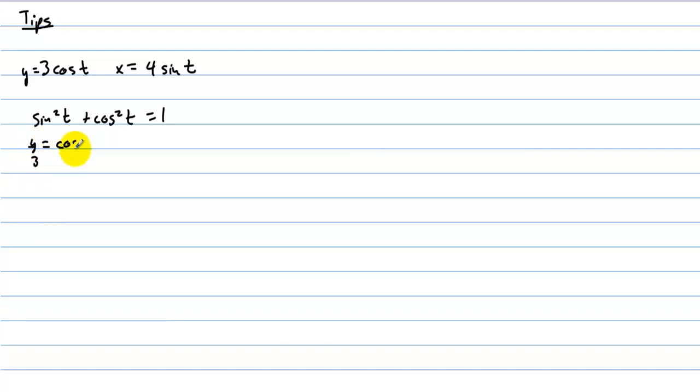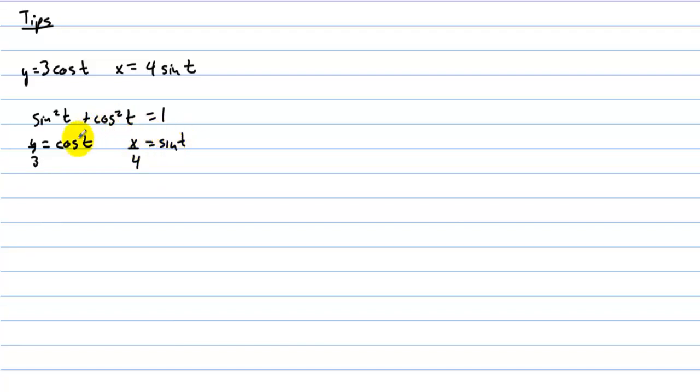Here are some tips when doing the homework. If you're given y equals 3 cosine of t and x equals 4 sine of t, and you're asked to find the rectangular form, we're going to try to eliminate t here. But what we notice is sine squared of t plus cosine squared of t is equal to 1. So we can solve for cosine of t. We have y over 3 is equal to cosine of t. And we have x over 4 is equal to sine of t.